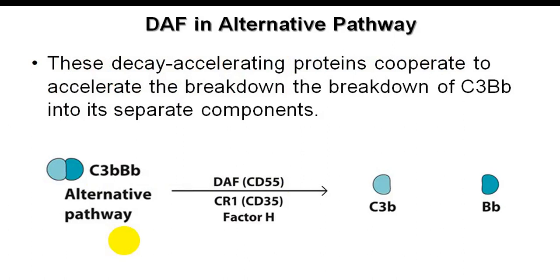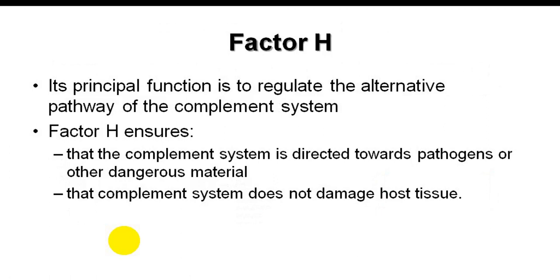Now let's see something about factor H. The principal function of factor H is to regulate the alternative pathway of the complement system. And what factor H does, first of all, it ensures that the complement system is directed towards the pathogen or other dangerous material. You always have the complement system as the ugly part of the immune system. Never should the complement system affect the host tissue. So factor H ensures that the complement system is directed towards the pathogen or the dangerous material, and that the complement system does not damage the host tissue.